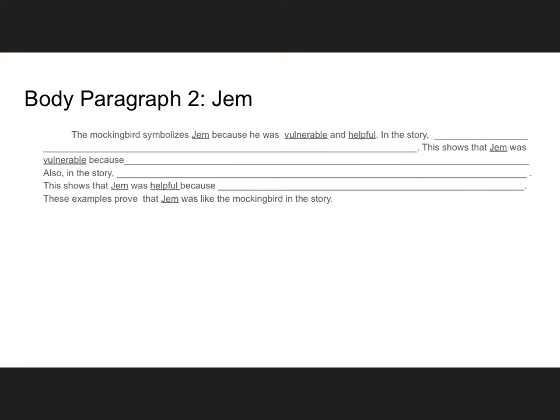Body paragraph 2 is about Jem, right? So now my first sentence is not about Tom, it's about Jem. The mockingbird symbolizes Jem because he was vulnerable and helpful. Now I give an example of how he was vulnerable.